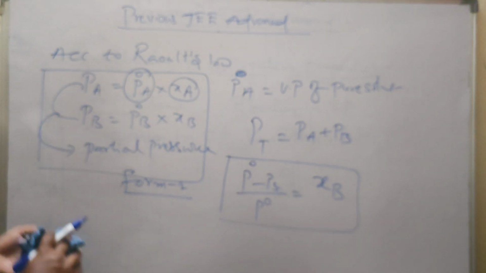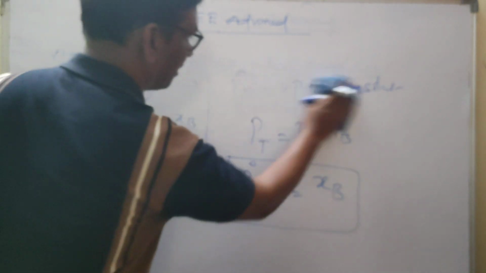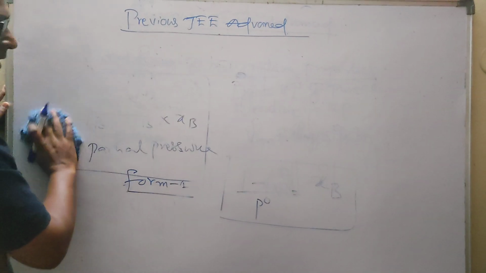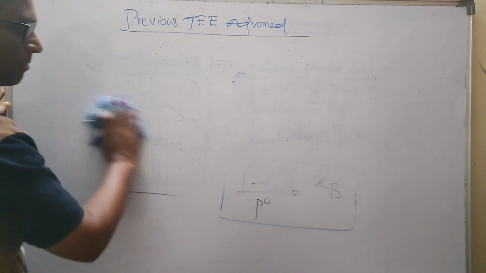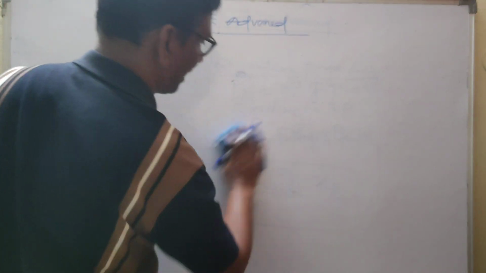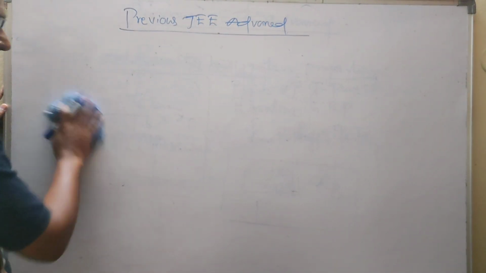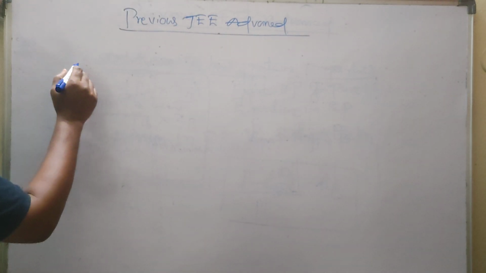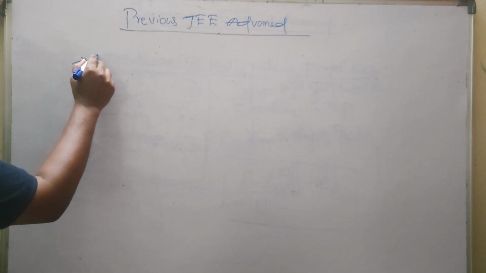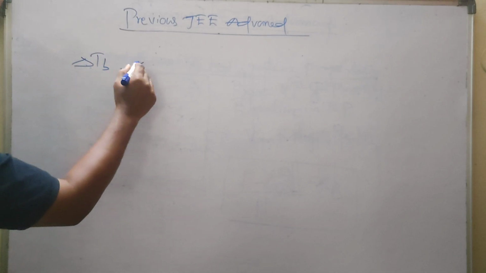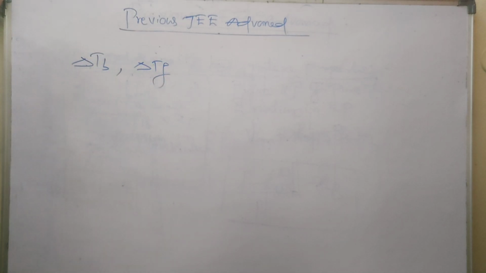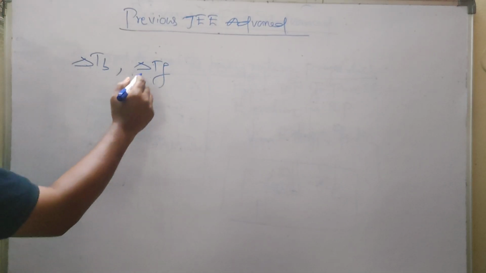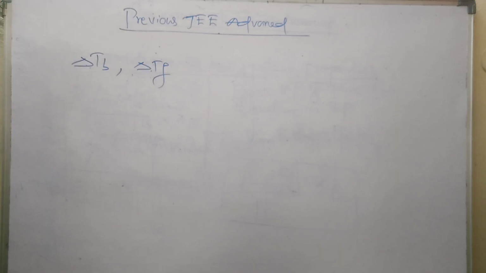Now coming to the point, just listen. You know everything, but the thing is related concepts: which type of problems are coming and what concepts are asked in JEE Advanced. You know what delta TB and delta TF are. Delta TB means elevation in boiling point. Delta TF means depression in freezing point.